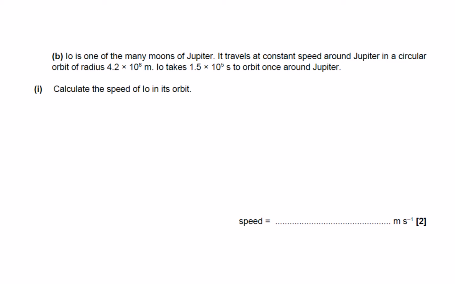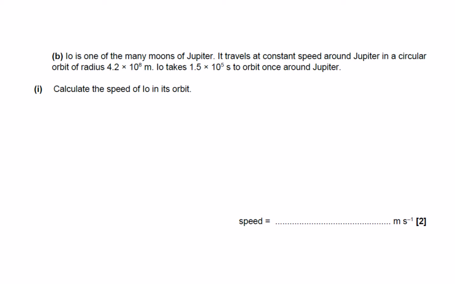We're going to have a look at 13b. That's telling us that Io is one of the many moons of Jupiter. It travels at a constant speed around Jupiter in a circular orbit of radius 4.2 times 10 to the 8 meters. Io takes 1.5 times 10 to the 5 seconds to orbit once around Jupiter, and we've now got to calculate the speed of Io in its orbit.